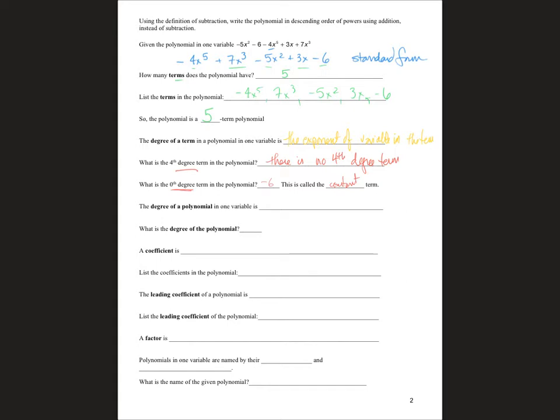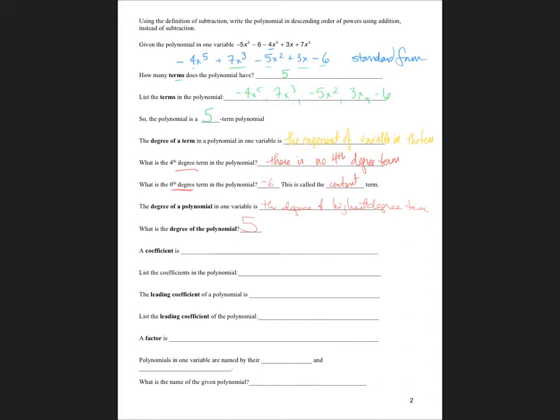Now, the degree of the entire polynomial in one variable is the highest degree. So the degree of the highest degree term. So the degree of the entire polynomial is 5, the largest exponent.